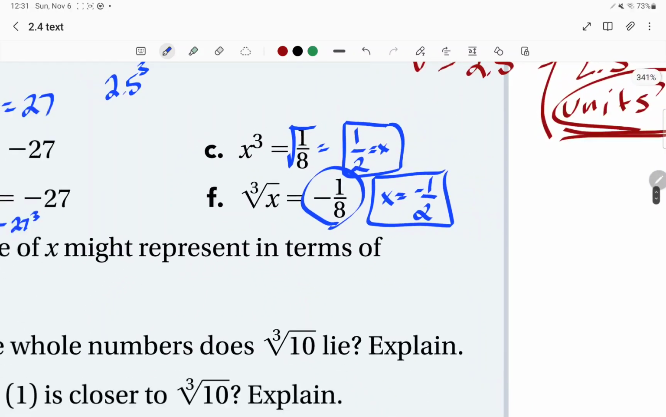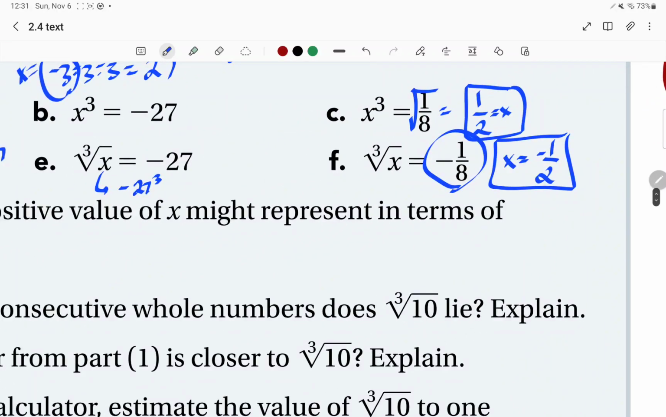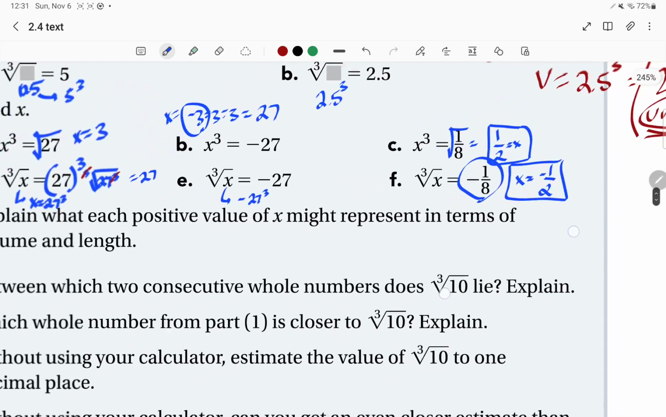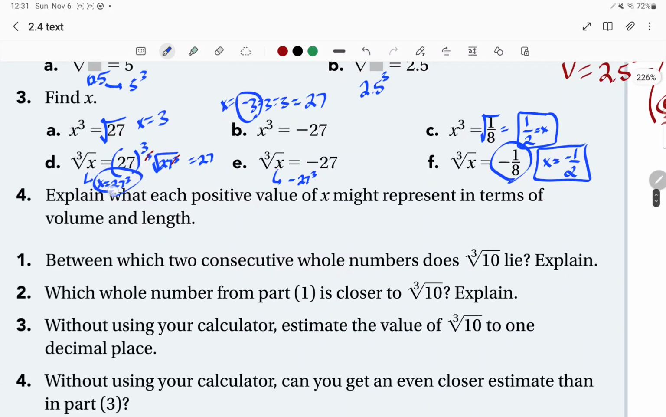And part 4 says explain what each positive value of x might represent in terms of volume and length. Right, so some of these would be volume, like this would be volume. This would have been volume, but if that's positive, that was volume. But also this would represent the lengths. Okay, so depending on if you're finding the cube roots of x, that was the length. And if you're not, that would be the volume.